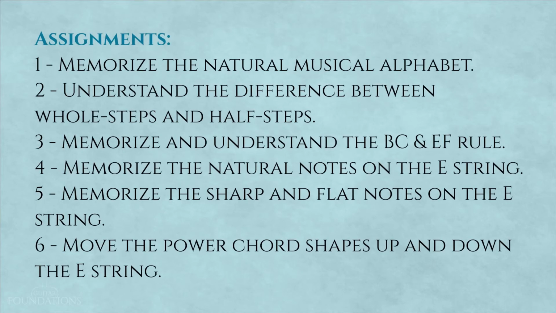Here they are. Number 1, memorize the natural musical alphabet. Number 2, understand the difference between whole steps and half steps. Number 3, memorize and understand the B, C, and E, F rule. Number 4, memorize the natural notes on the low E string, and you can use all the exercises we went through to kind of get that down. Number 5, memorize the sharp and flat notes on the low E string. And number 6, move the power chord shape up and down the fretboard on the E string as much as possible to really make these note locations sink in.